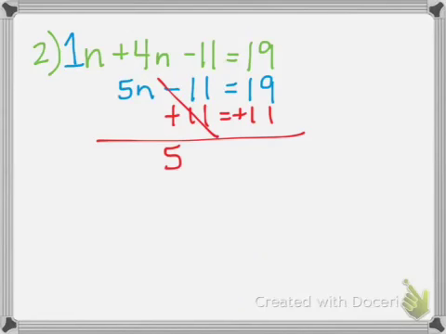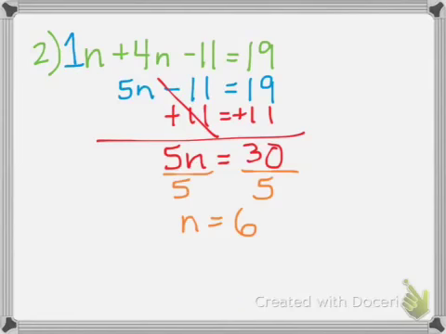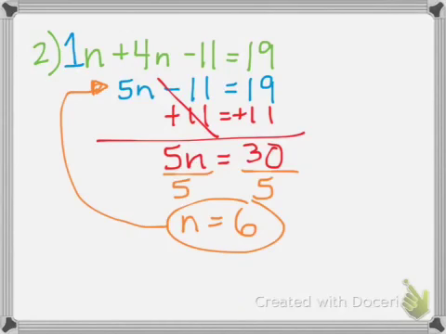Oops. I was going to make an m. 5n equals, and then I'll add 19 plus 11. I know this is 30. So 5n equals 30. And then my third and final step, I'll divide by the coefficient. So divide both sides by 5, I get n equals 6. And then quick mental math check. 5 times 6 is 30 minus 11, I know, equals 19, so n does equal 6.